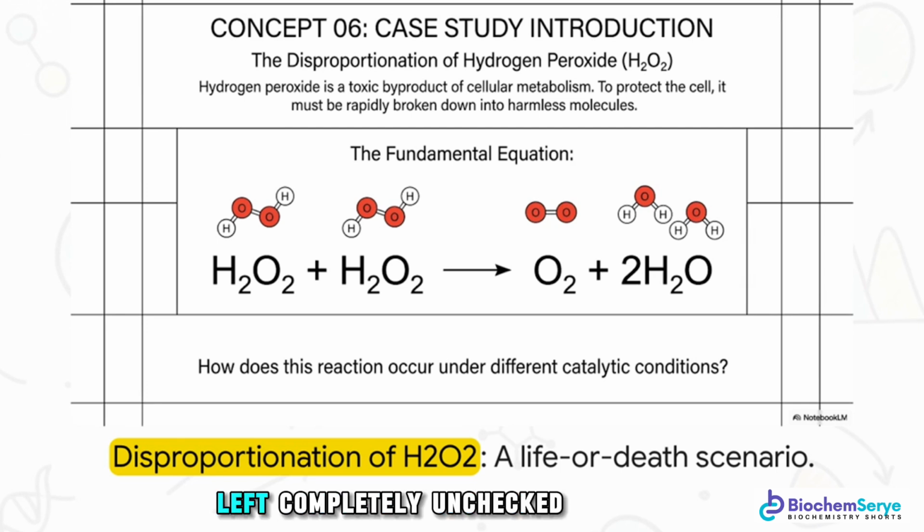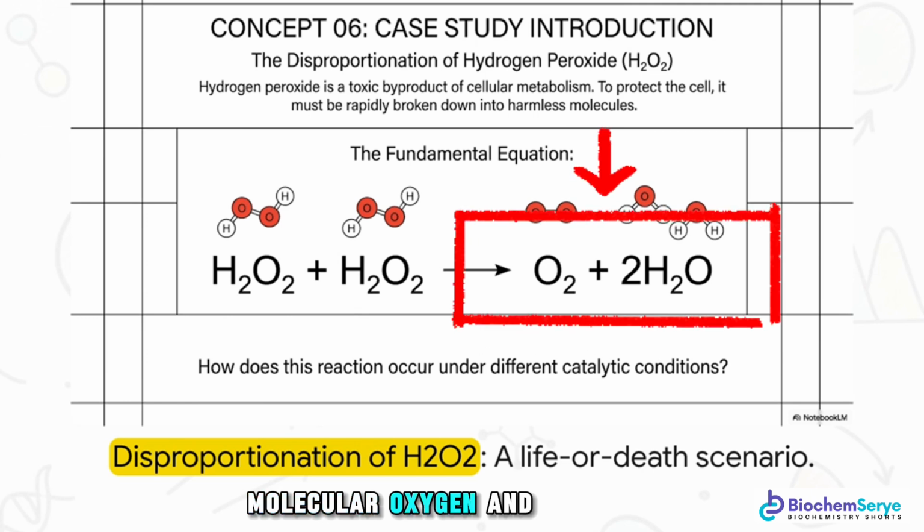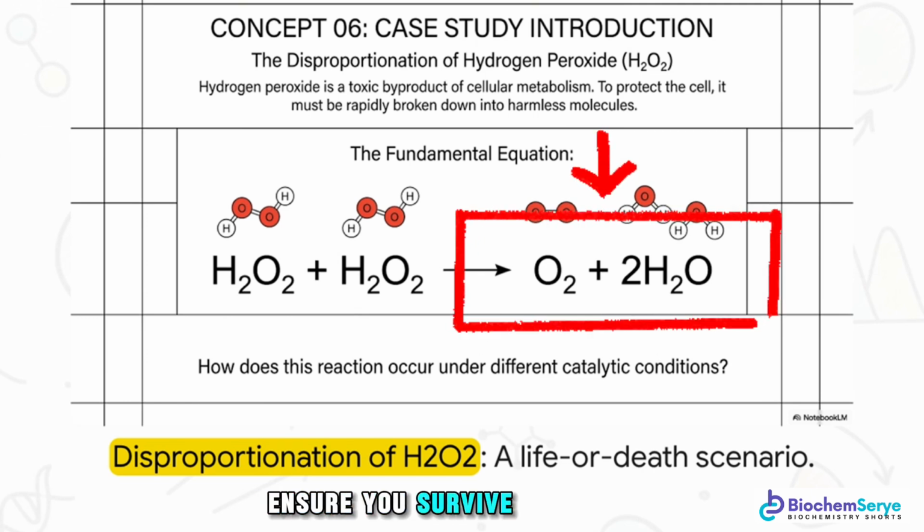And if carelessly left completely unchecked, accumulating hydrogen peroxide will indiscriminately oxidize vital lipid membranes, it'll aggressively denature essential proteins, and actively mutate your structural DNA. So this creates a literal pressing life or death scenario where it must be neutralized immediately into stable molecular oxygen and plain water to ensure you survive.